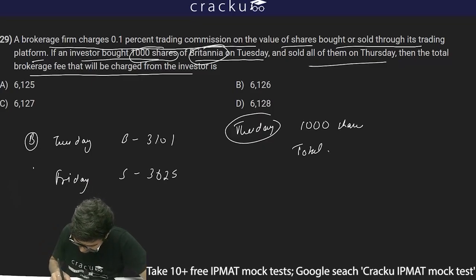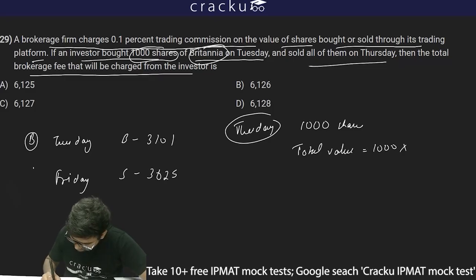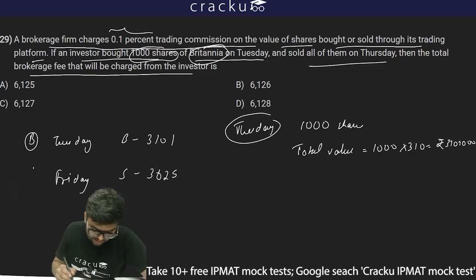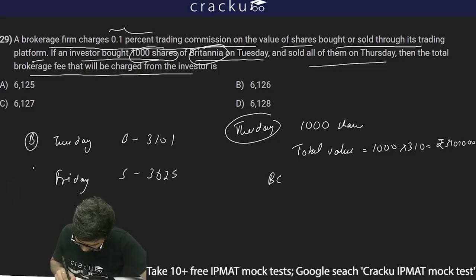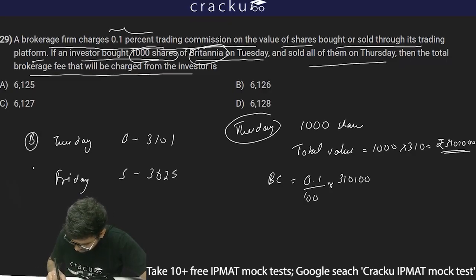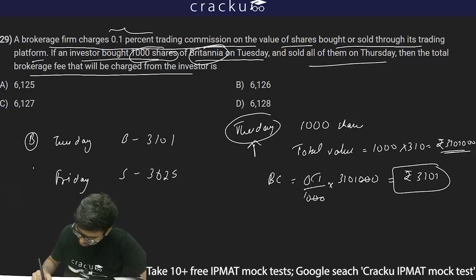Total value will be 1000 into what is the price here? Price is 3101. So the total value will be rupees 3101,000. Now he's charging 0.1% commission. So brokerage commission will be 0.1 upon 100 into this amount, which is 3101,000. So this will be roughly, the zeros get cancelled, rupees 3101 on Tuesday.